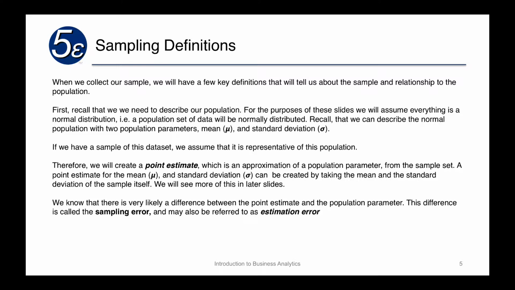Now, we know that there is very likely going to be a difference between the point estimate and the population parameter of that same estimate. This difference is called a sampling error and is also referred to as an estimation error.